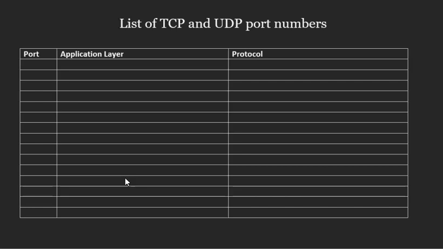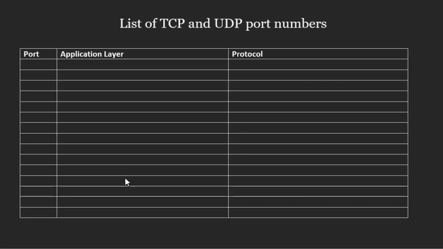Port numbers range from 0 to 65535 and are typically categorized into three main groups. Well-known ports range from 0 to 1023. These are assigned by the Internet Assigned Numbers Authority, or IANA, to widely used protocols such as HTTP, which is port 80, HTTPS, port 443, and FTP, port 21. These port numbers are reserved for specific services and are well known across the Internet.